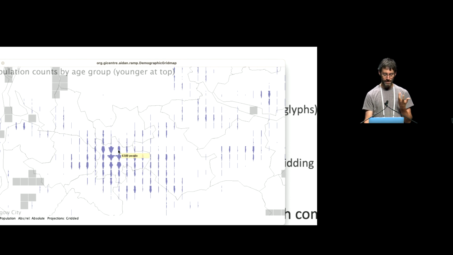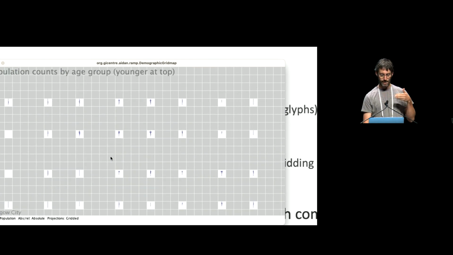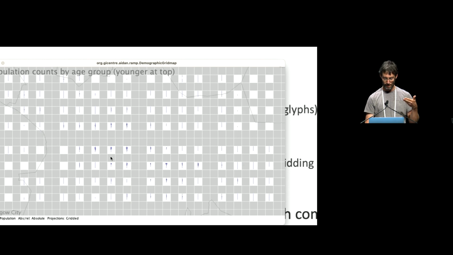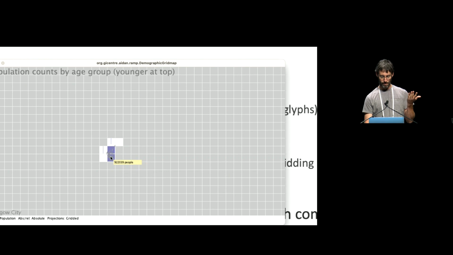And we added various interactions. So if you zoom in, it will grid the data until you get down to the original resolution of the data. And as you zoom out, it aggregates to an average.